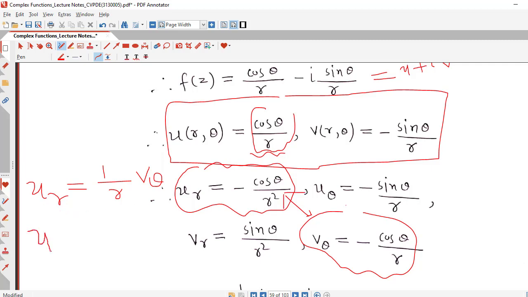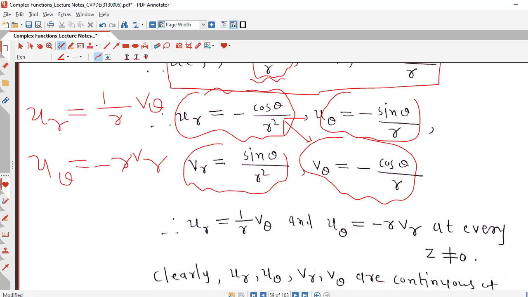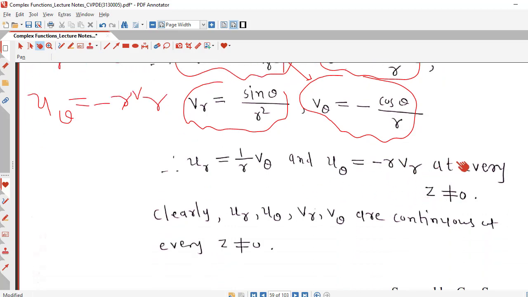Second equation is del u by del theta is minus r into del v by del r. So if we multiply del v by del r by minus r, then we will have del u by del theta as minus sin theta upon r. So this shows that CR equations are satisfied at every non-zero point. This is important. You have to mention at which points Cauchy-Riemann equations are satisfied. So therefore Cauchy-Riemann equations are satisfied at every non-zero complex number.